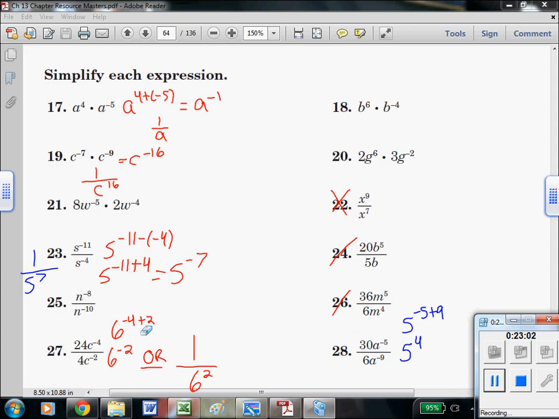That's what we have to figure out up there. Negative 5 plus 9, that's positive 4. So we have 5 to the positive 4 power. And that's our answer to number 28.